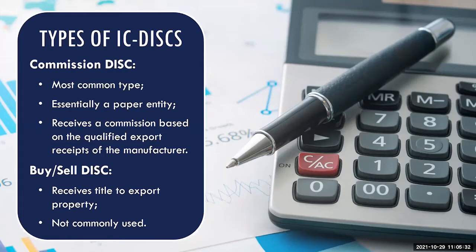But the commission disc is largely an invisible entity with respect to the manufacturing company's customers. The commission disc doesn't receive title to any property, and the customers don't really know it exists or have reason to know it exists. The second type of IC-DISC is what's called a buy-sell disc. This disc is not very often used, but the difference is that it will actually receive title to the export property and will be the seller of record when you export.